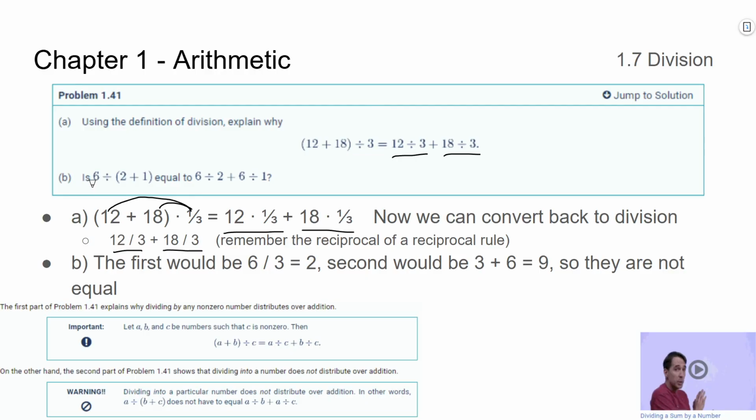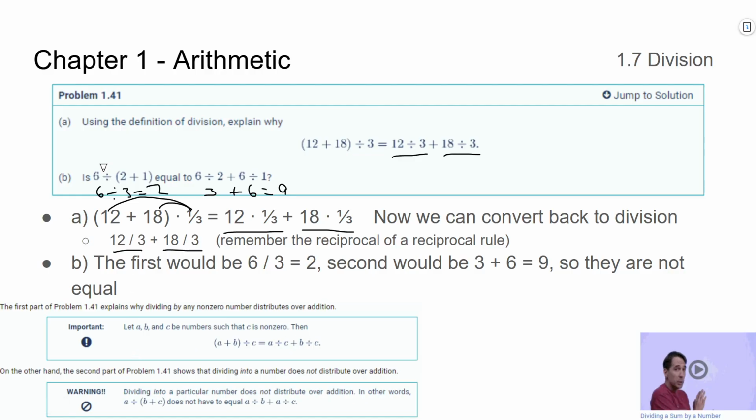All right, so now it's asking, is 6 divided by 2 plus 1 equal to 6 divided by 2 plus 6 divided by 1? Well, let's see. We can just do that real quick. The first one would end up being 6 divided by 3, right? That's pretty simple, and that would be 2. The second one, well, if you remember order of operations, we have to do our division first. So this would be 3 plus 6, so that would be 9. So they are not equal. This one was 6 divided by 3, which was 2. So they are not equal.